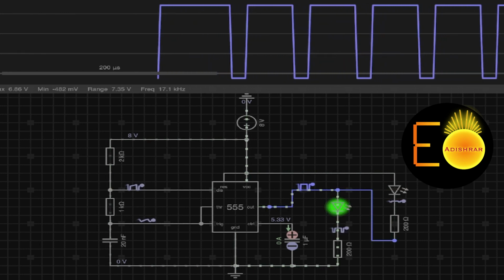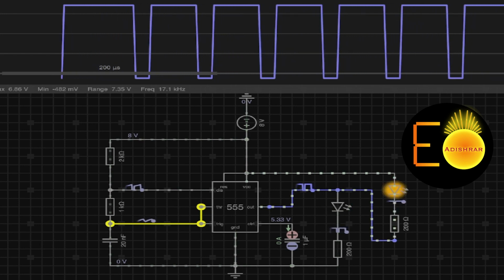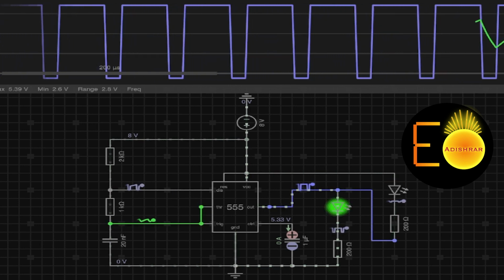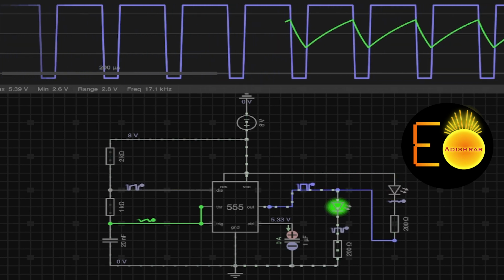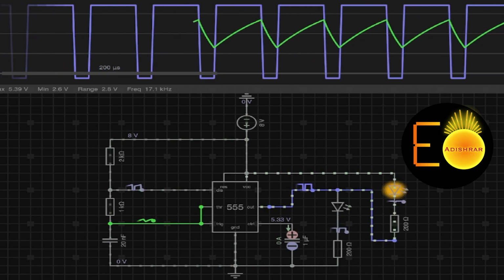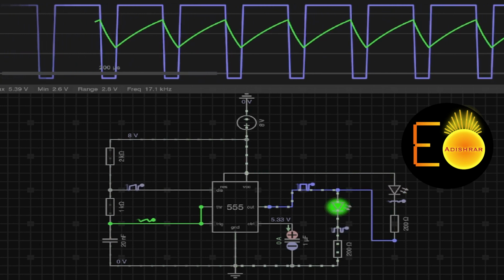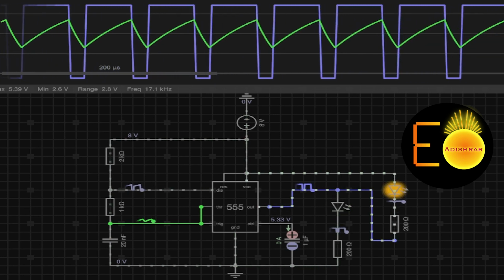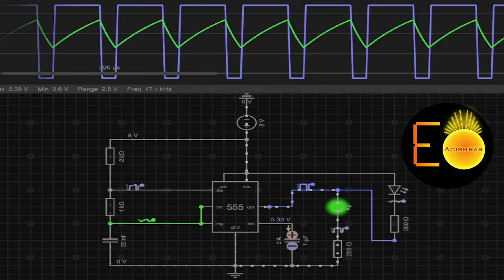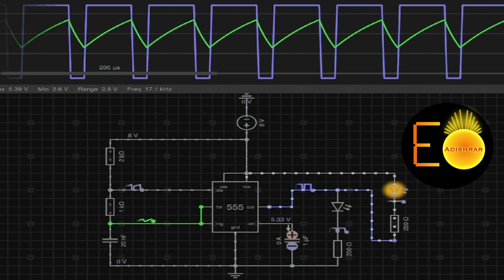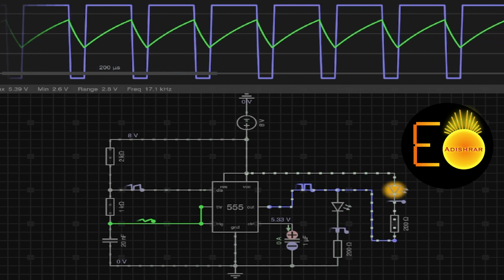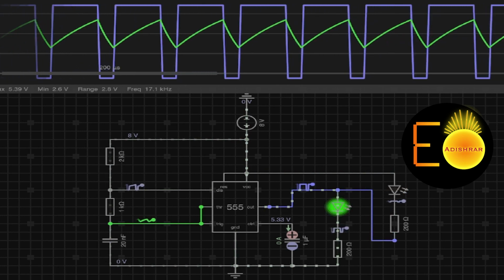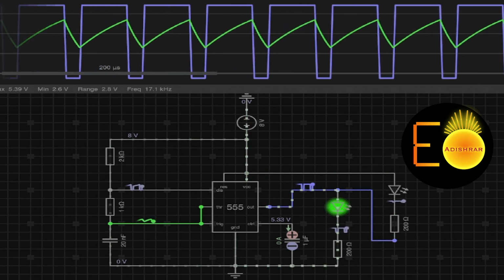Now if I look at the voltage across the capacitor, the capacitor is charging and discharging. During the charging time of the capacitor, the output remains high, and during the discharging time it remains low, but the charging time is longer compared to the discharging time, as I have explained. You cannot make this equal by this orientation. Yes, but you can make them equal.